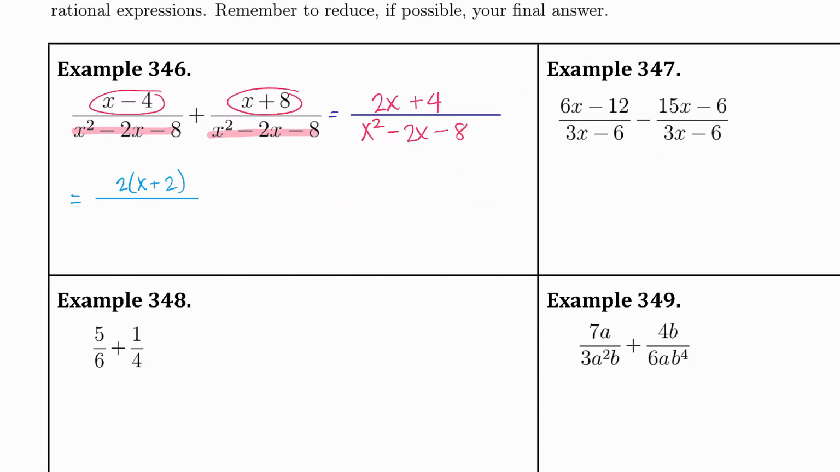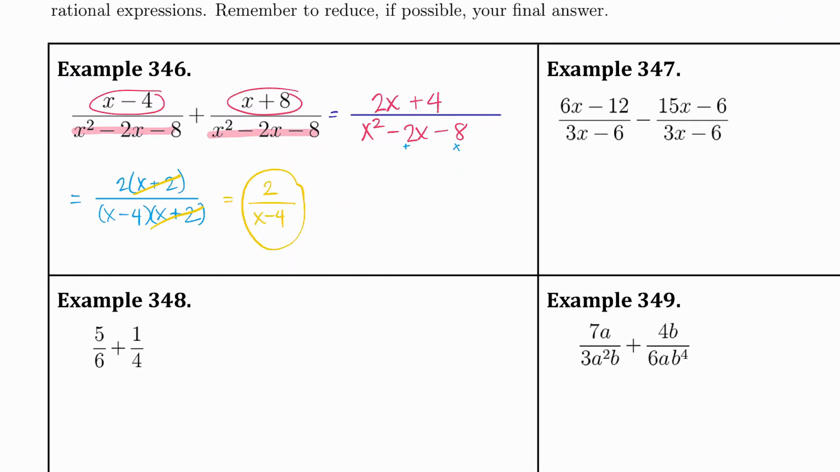On bottom, I can factor this trinomial into 2 binomials. I have to think of 2 numbers that multiply to give me negative 8, add to give me negative 2. Well, that's going to be a negative 4 and a positive 2. Okay, we look for matching factors on top and bottom that we can cancel. And so our final answer is we have a 2 on top, we have an x minus 4 on bottom.